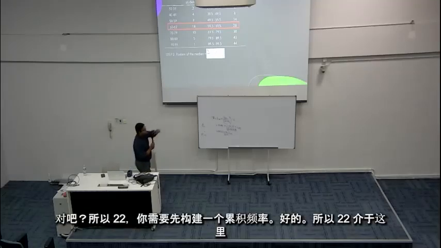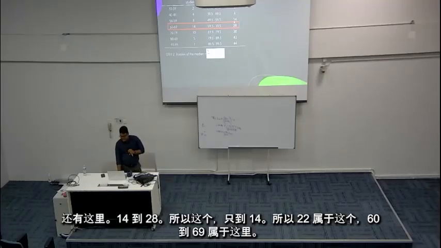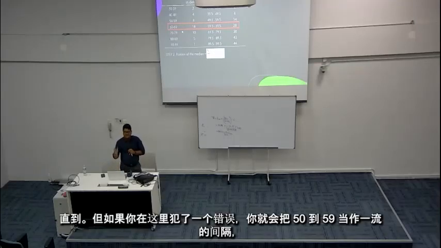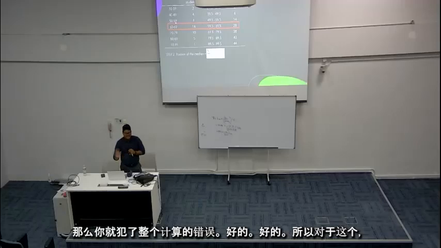So for 22, you need to construct a cumulative frequency first. 22 is between here and here: 14 until 28. So this one is until 14 only. So 22 falls under this 60 until 69. If you get the correct interval here, the rest will follow through. But if you make a mistake here, say you take 50 until 59 as the median class, the whole calculation will be wrong.